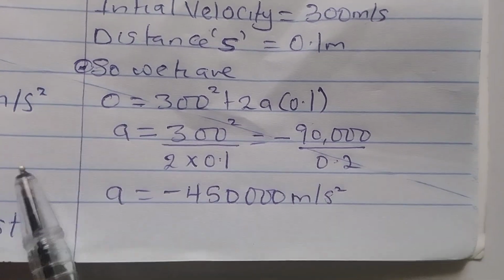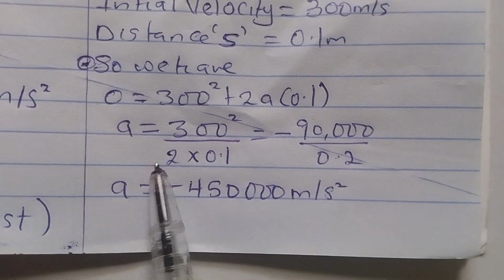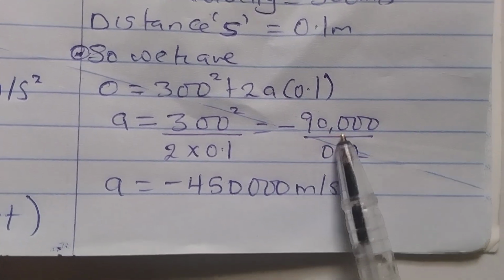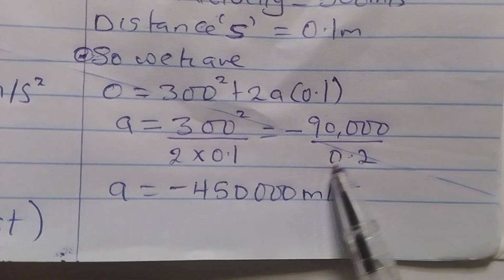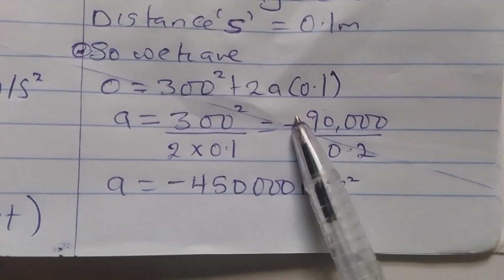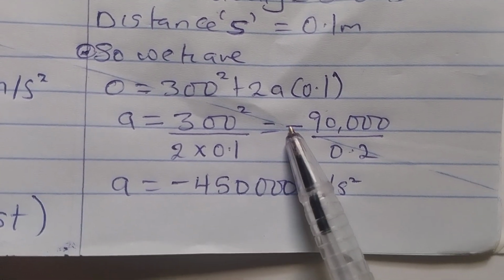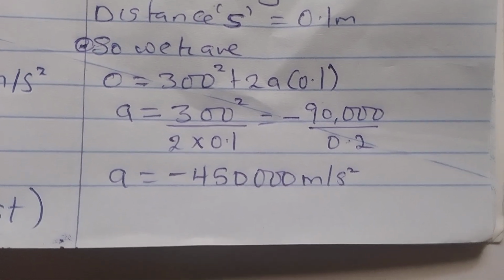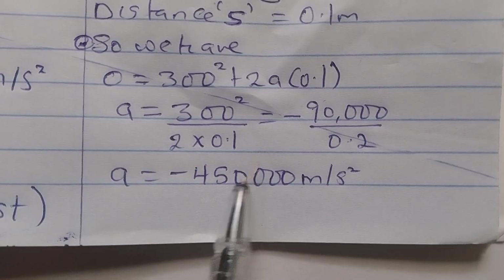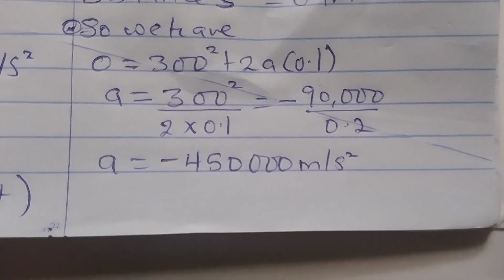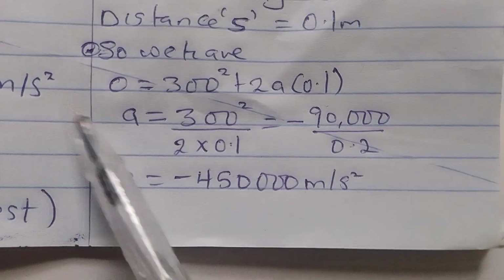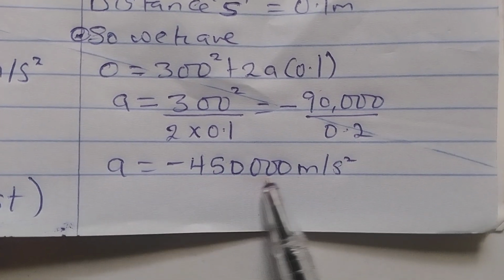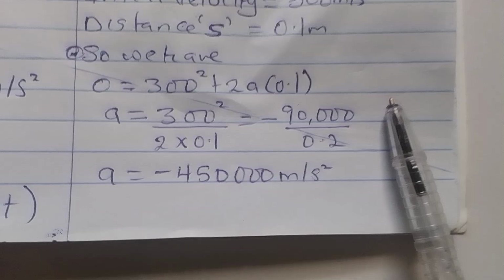So we make a the subject of the formula. You have a equals minus 300 squared over 2 times 0.1. So we have 90,000, which is 300 squared, over 0.2. Note this minus, I'll tell you guys why when I'm done. I wrote it at the back of this sheet so you can see it. I know someone will be curious why we have that minus. So the acceleration is equal to minus 450,000 meters per second squared.